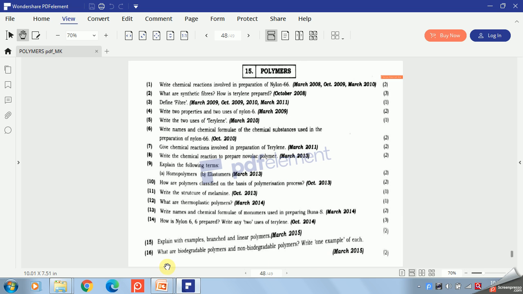So in March 2015, the question was, what are biodegradable polymers and non-biodegradable polymers? Write one example of each. So this is about the classification of polymers.